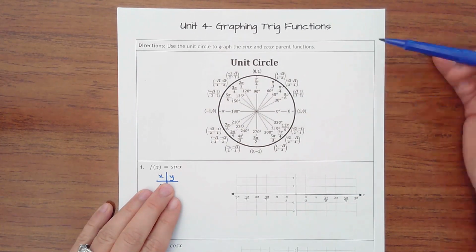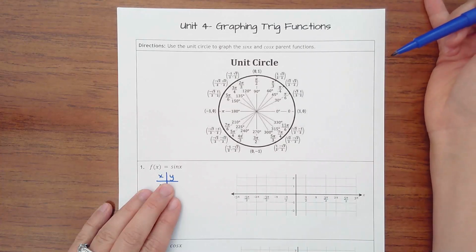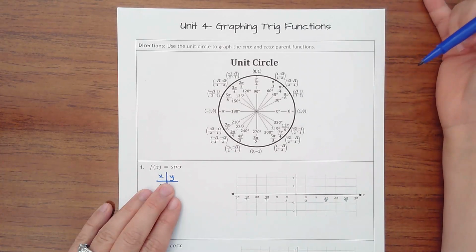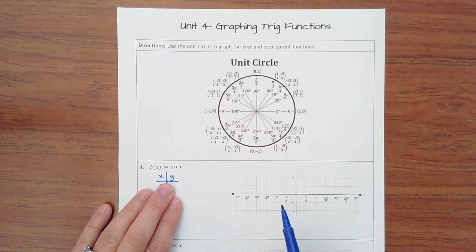So these are the parent functions of sine of x and cosine of x. Parent meaning the simplest or most basic function. And then to that, we're going to add transformations throughout this unit. But for y equals sine of x, let's make a table.